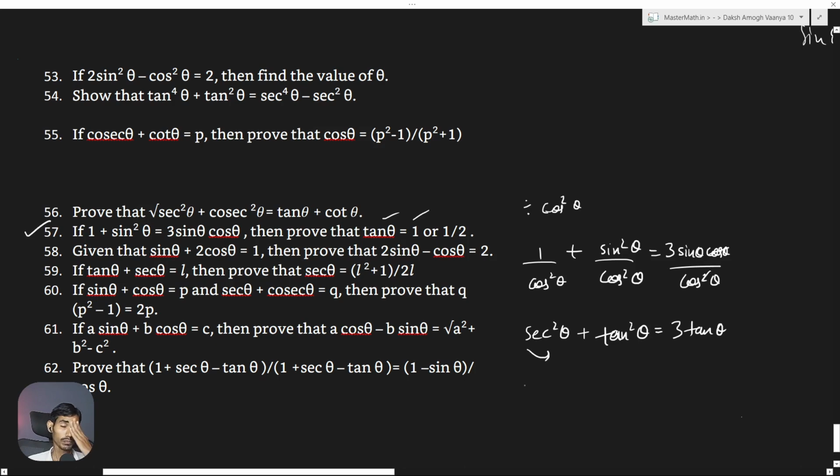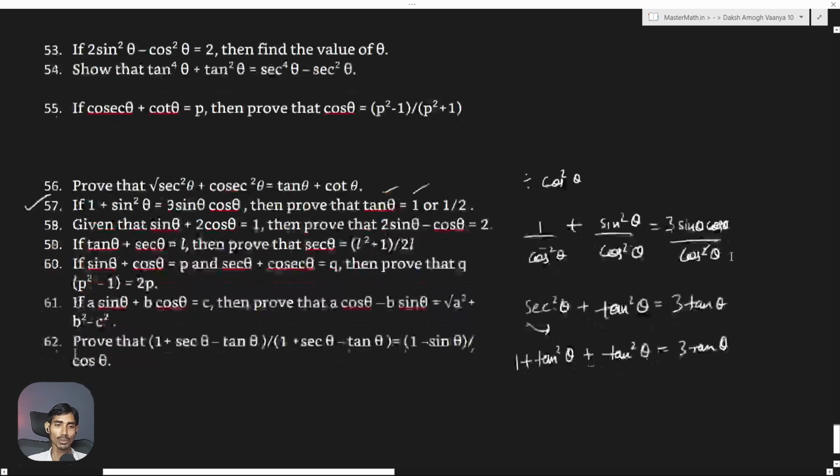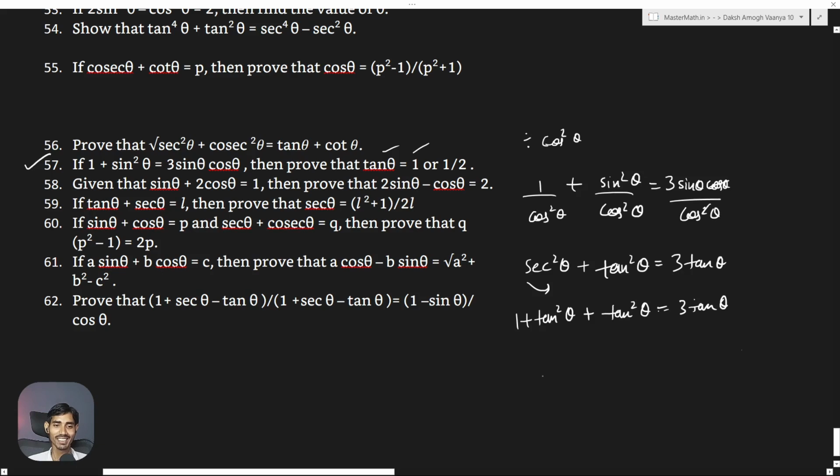This we can convert to 1 plus tan square theta plus tan square theta. So you get a quadratic equation. That's interesting. 1 plus 2 tan square theta, and if we take tan theta as x, so it is 2x square, and I'm taking this here, so 3x plus 1 is equal to 0.